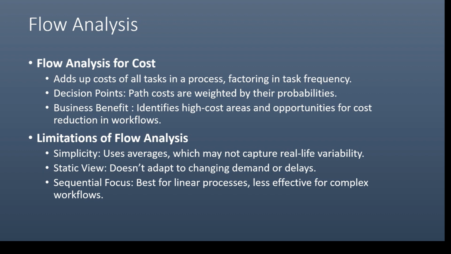Now going to the next topic, flow analysis for cost. So this basically calculates the cost for a total process. Flow analysis for cost calculates the total cost of a process by summing up each individual task. Each task cost is multiplied by how often it occurs in the process, and any decision points are factored in with their probabilities. This helps in understanding where costs are concentrated and identifying opportunities to reduce expenses.